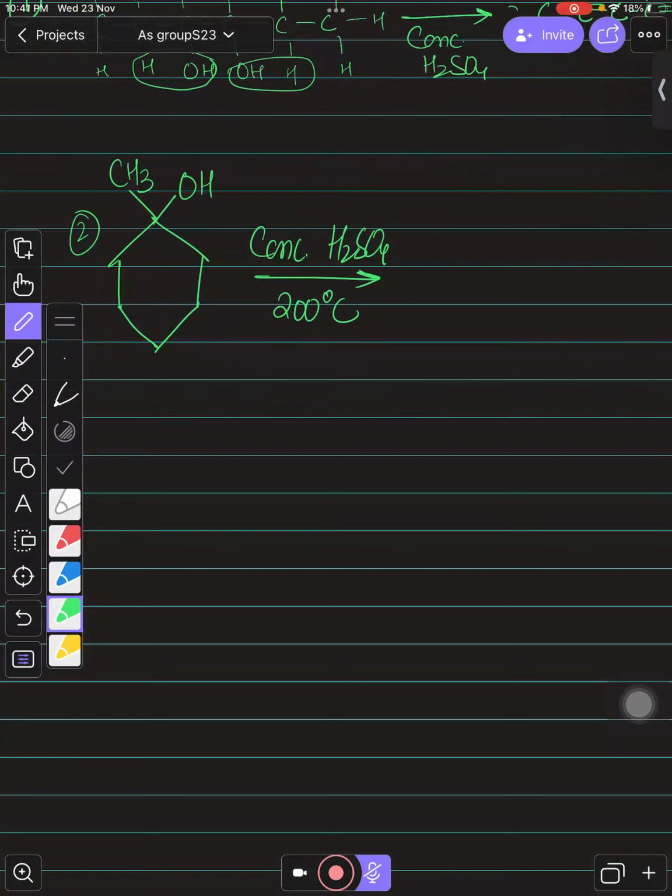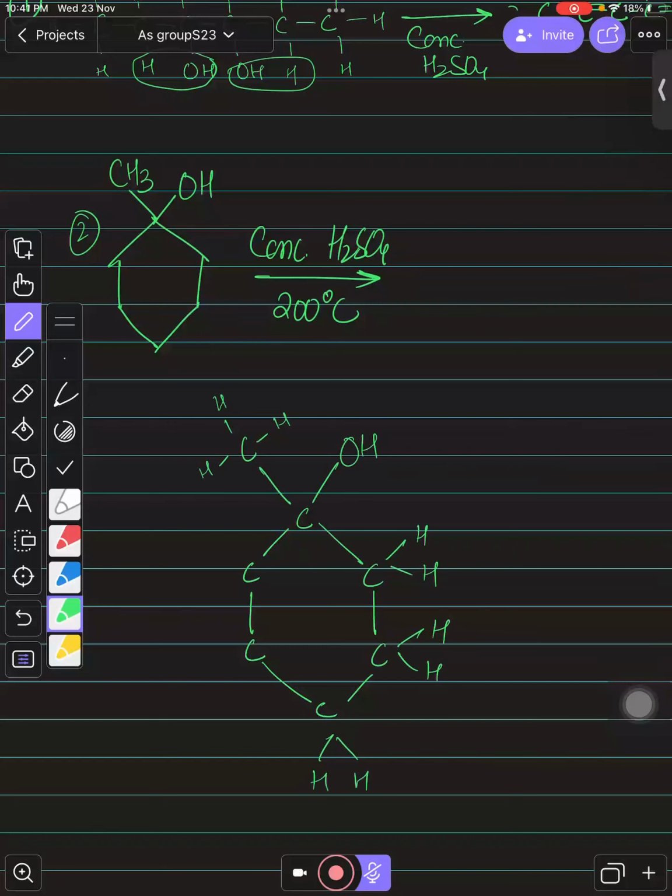So just look over here, if I draw it in the displayed form: 1st carbon, 2nd carbon, 3rd carbon, 4th carbon, 5th carbon, 6th carbon, and 7th carbon. Over here we have hydroxyl, and over here we have 1 more carbon having H's, definitely 2 H's, and this also has 2 H's. Is that right or not? Right. So just look over here.